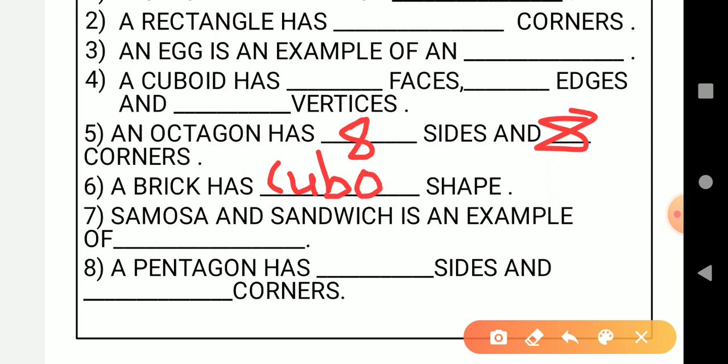Cuboid, very good. And the spelling of cuboid is C U B O I D. Samosa and sandwich is an example of blank.